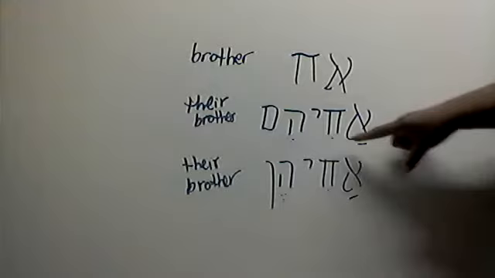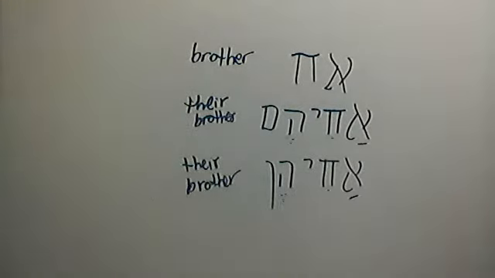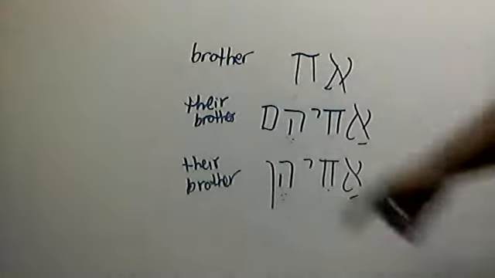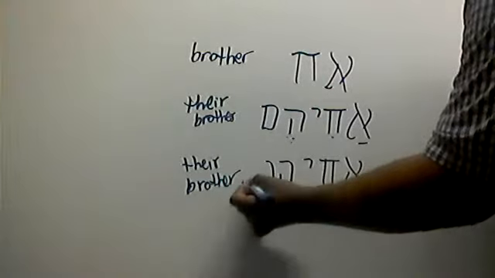Achihem. Their brother. So whoever we are speaking about, the brothers of a group of males or a mixed group, saying their brother, you'll say Achihem. Achihem, their brother. And Achihen, their brother. It's feminine.